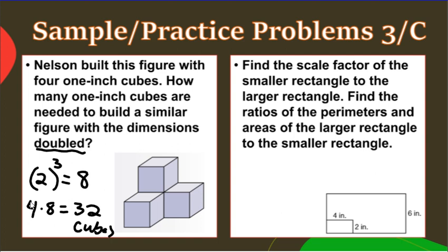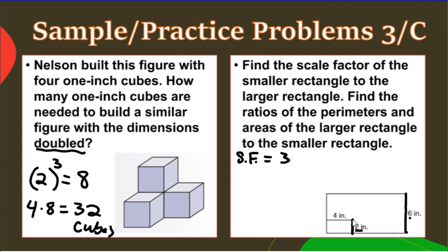Next one, find the scale factor of the smaller rectangle to the larger rectangle, and find the ratios of the perimeters and the areas of the larger rectangle to the smaller rectangle. We know that the length of the small one is 2 and the length of the bigger one is 6. So the bigger one is 3 times as large as the smaller one. So we would say the scale factor is 3.